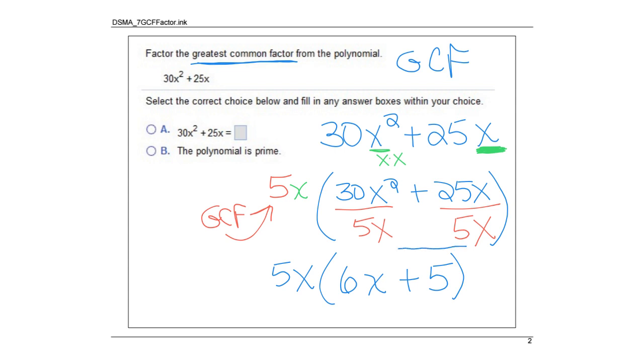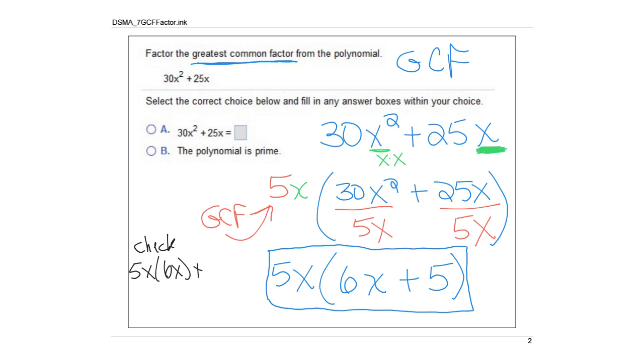Right, so this is actually my answer, but I'm going to come over here in the corner and just check my work real quick. So if I check, what I'm going to do is multiply this back in, right? So I have 5x times 6x. That would give me 30x squared. And then I have 5x times 5, and that would give me 25x. And so I'm back to my original problem. All right, so that's just a check.